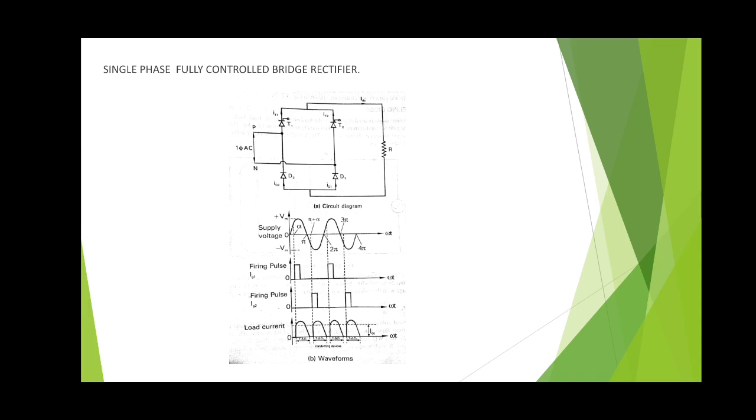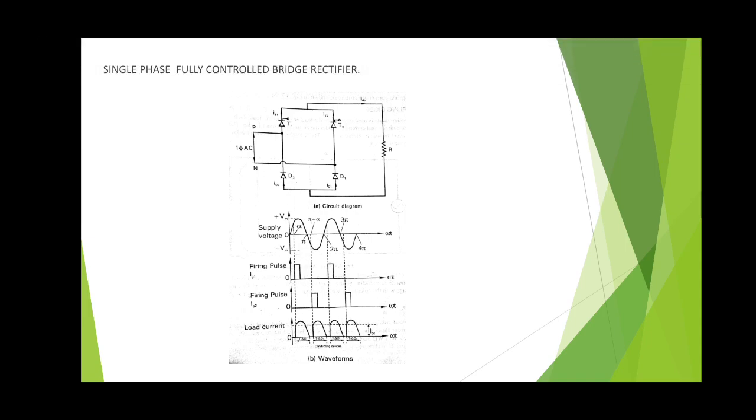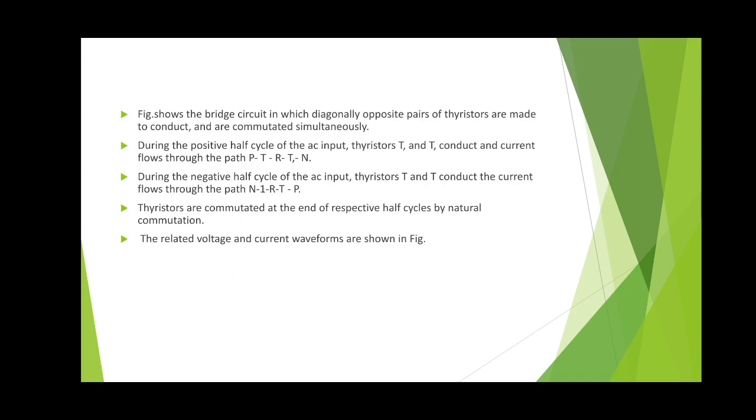The third wave indicates the firing signal given to the third and fourth. First wave, first and second. Third wave, it will be the firing pulses to the third and fourth thyristor, and the last wave indicates the load current, that is, the AC is converted to DC. So this was all with respect to the working of the single phase fully controlled bridge rectifier.